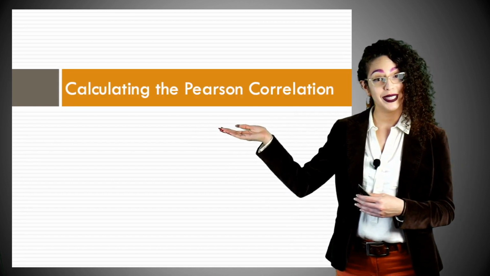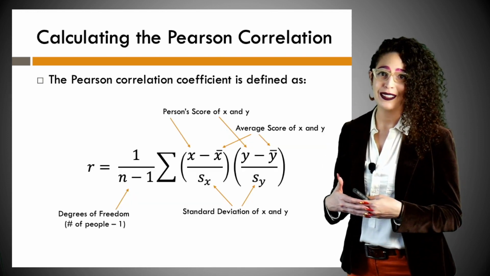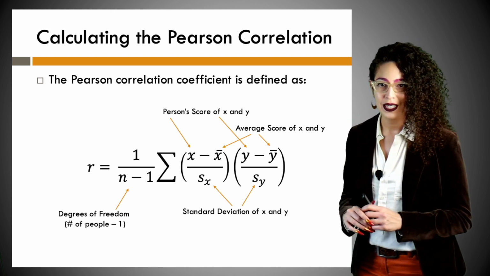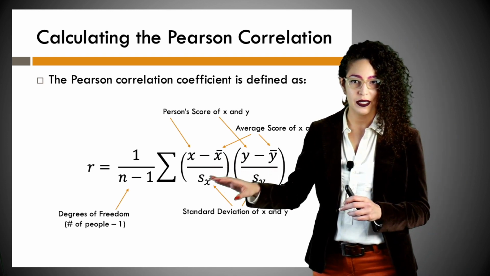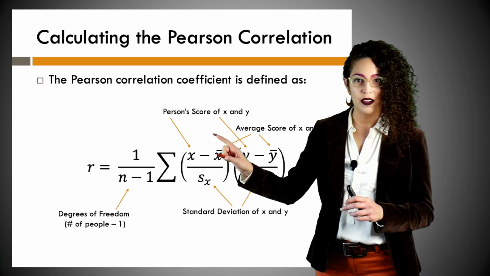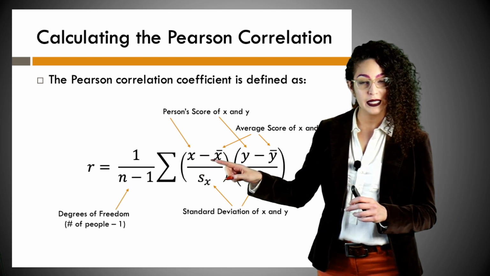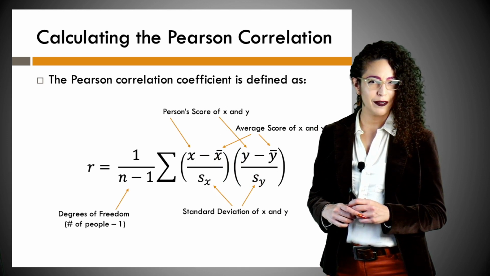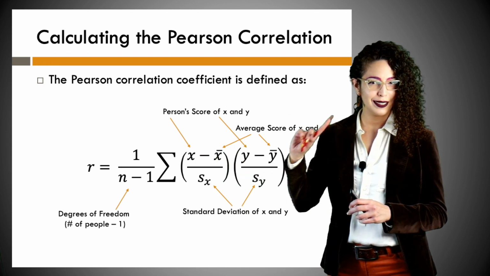Calculate the Pearson correlation. So here is the Pearson's correlation coefficient. It's a lot, so let's break it down. So first here, let's start with this X part. We have one person's score minus the average divided by the standard deviation. Now what does that give you again? That should look familiar. Keep it in mind.